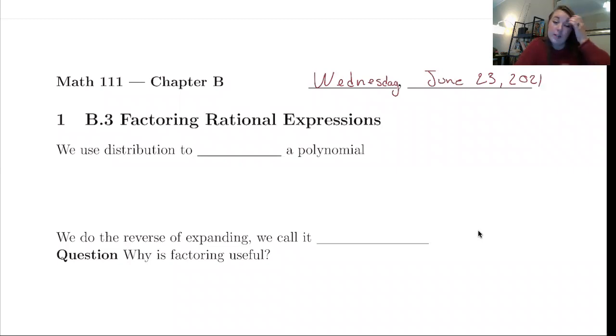All right, so now we are done with chapter A. We finished our first chapter of the summer semester. Woo! So now we're on chapter B.